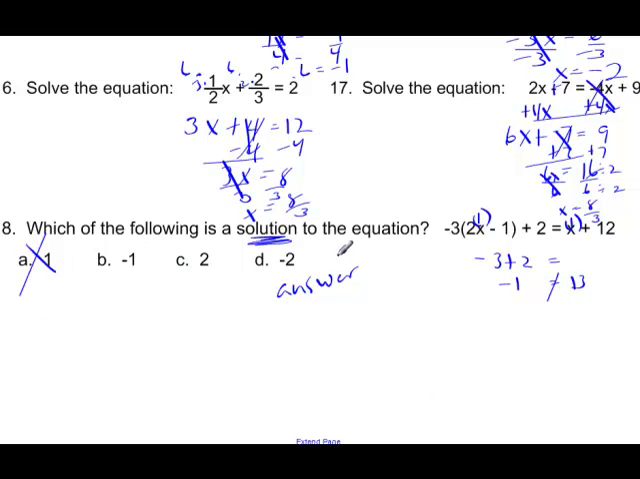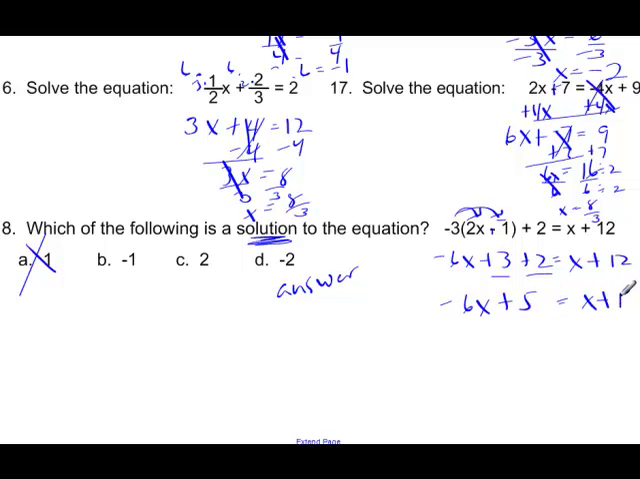Now I could do that 3 times, but what's a better method? What should I just do? Yeah, just solve it, right? Okay, so same change opposite. Do your distributive property. So that's negative 6x plus 3 plus 2 equals x plus 12. Okay, combine like terms. Negative 6x plus 5 equals x plus 12. Okay, what's the opposite of x? Negative x, right?